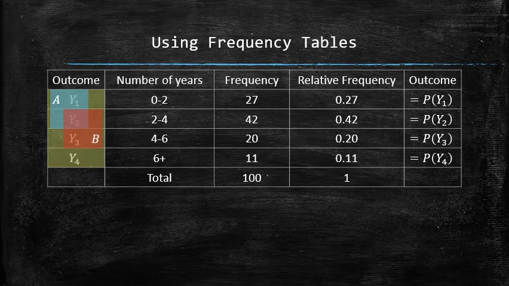Let D be the intersection of A and B. As the Venn diagram suggests, the event D is made of only one outcome, Y2, so its probability is equal to 0.42.